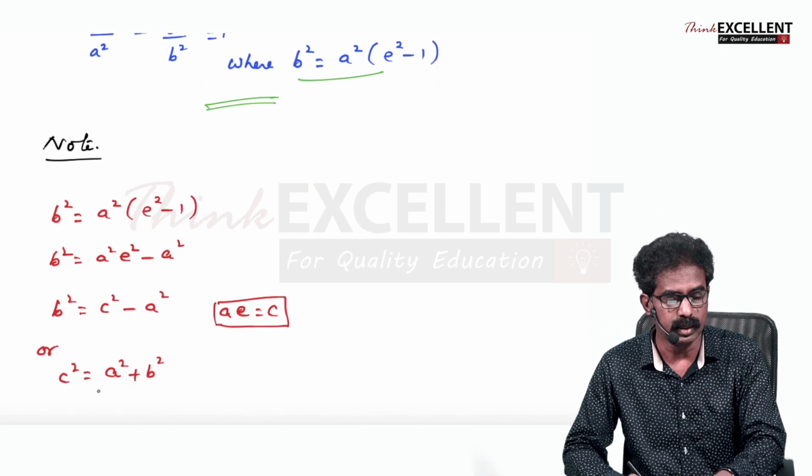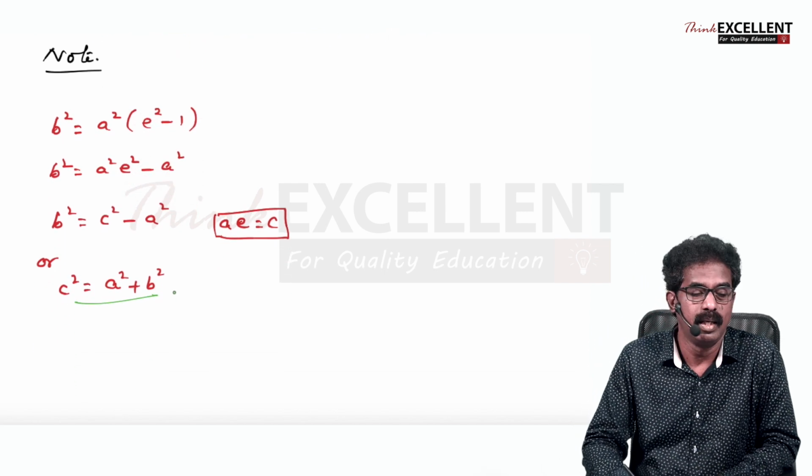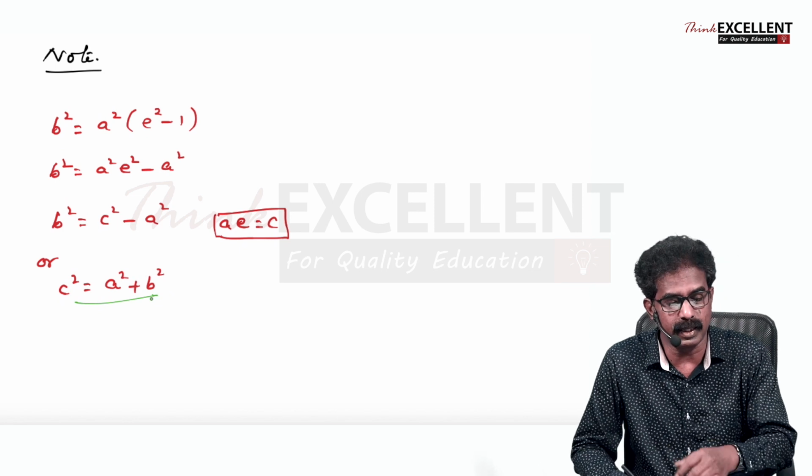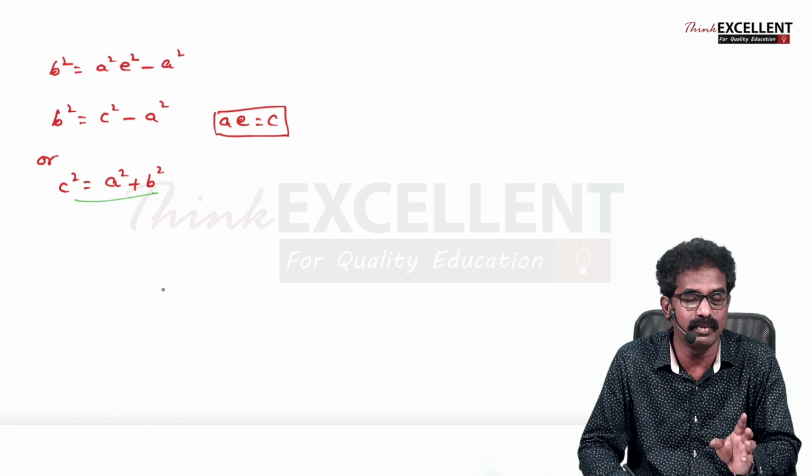Okay, so the relation, this already explained. C square equal to a square plus b square. Now the properties, already explained the properties. Then I said there are 2 types of hyperbola. So how to identify, you know?